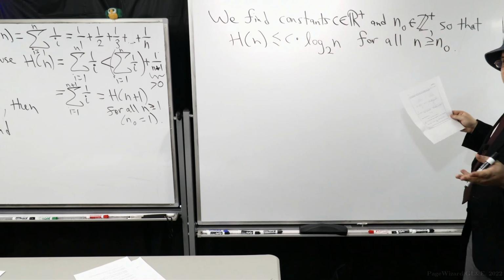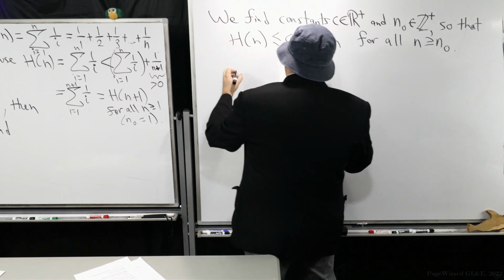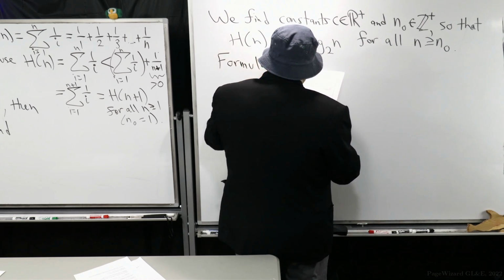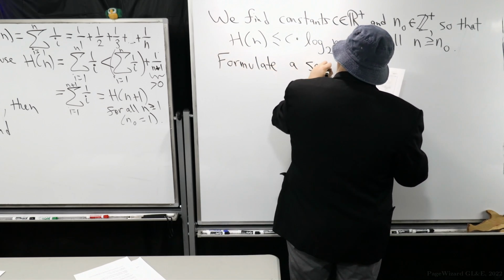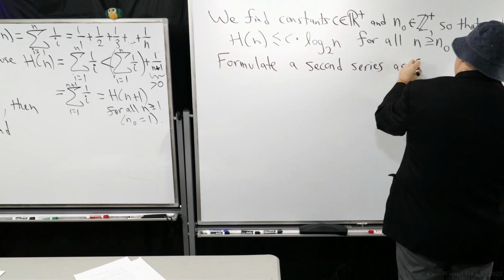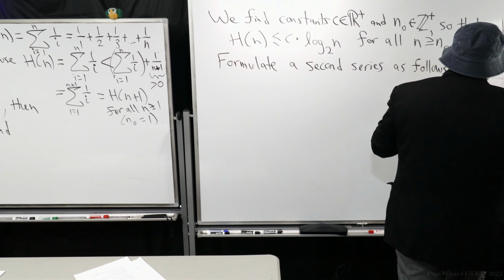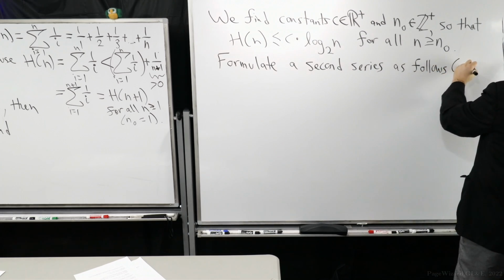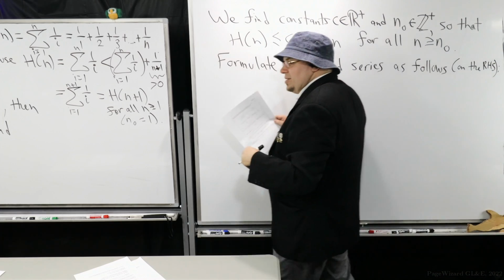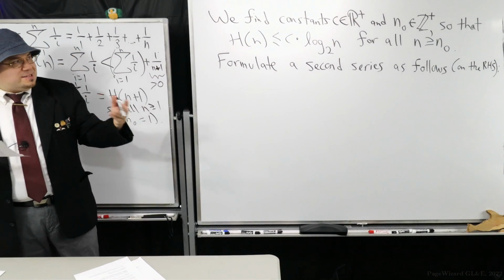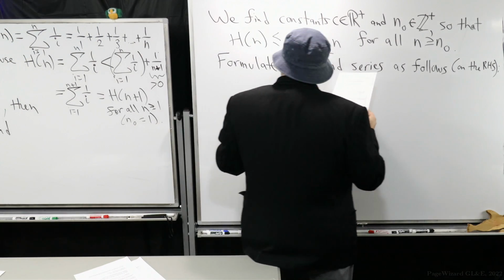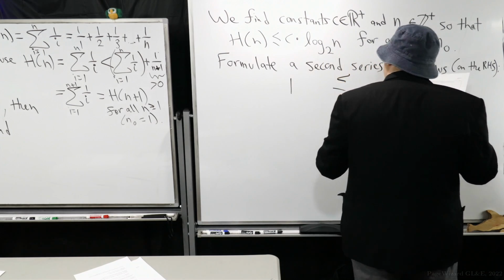So now I'm going to employ the same trick I used before. We're going to formulate a second series as follows. You're going to recognize this from last time. We're going to do this on the right-hand side. I'm going to grab terms successively. I'm going to use the same trickery. This is a common technique you can use when it involves the harmonic series.